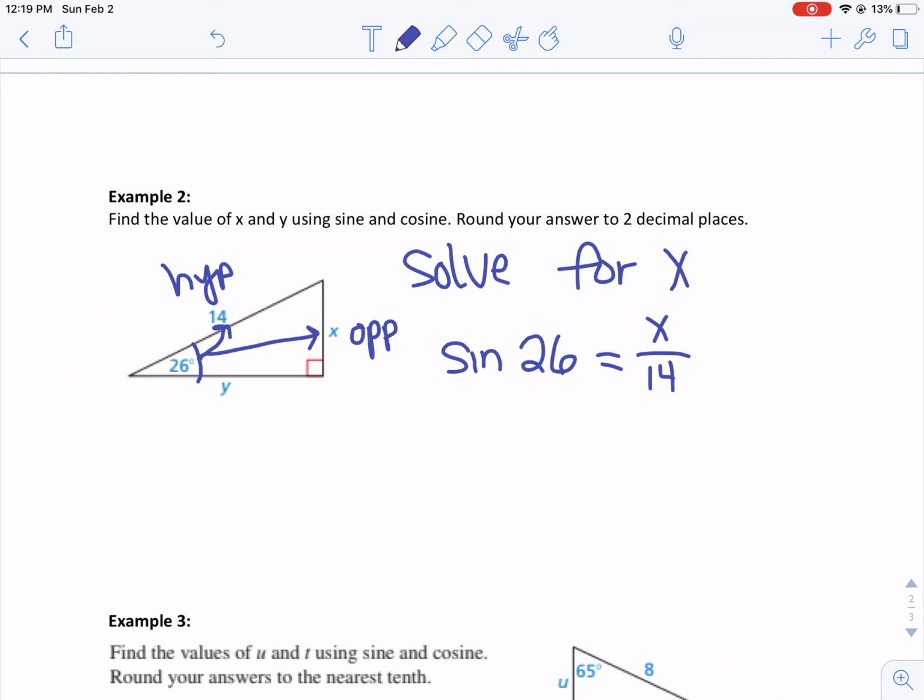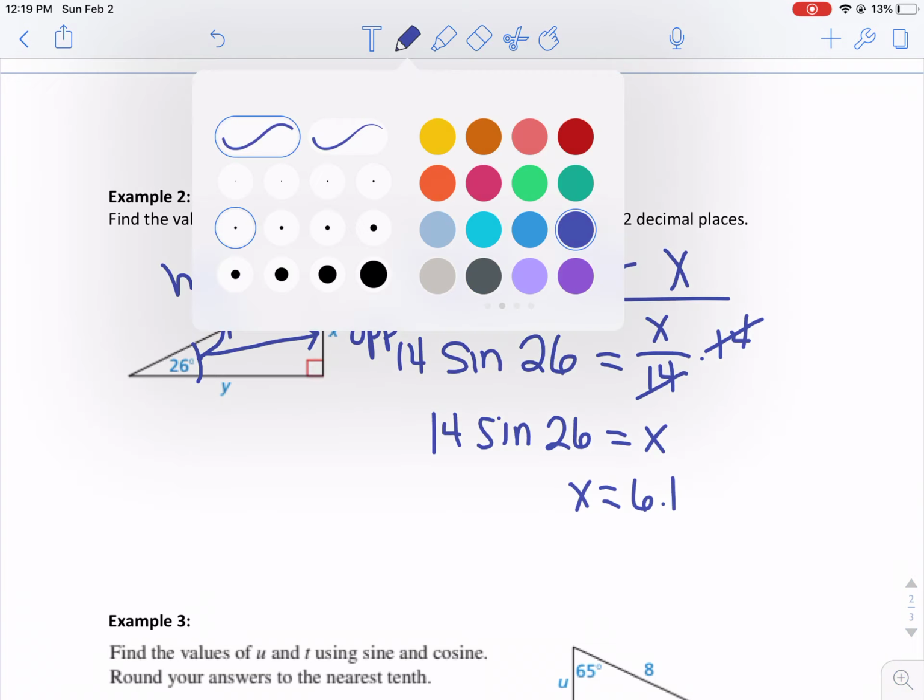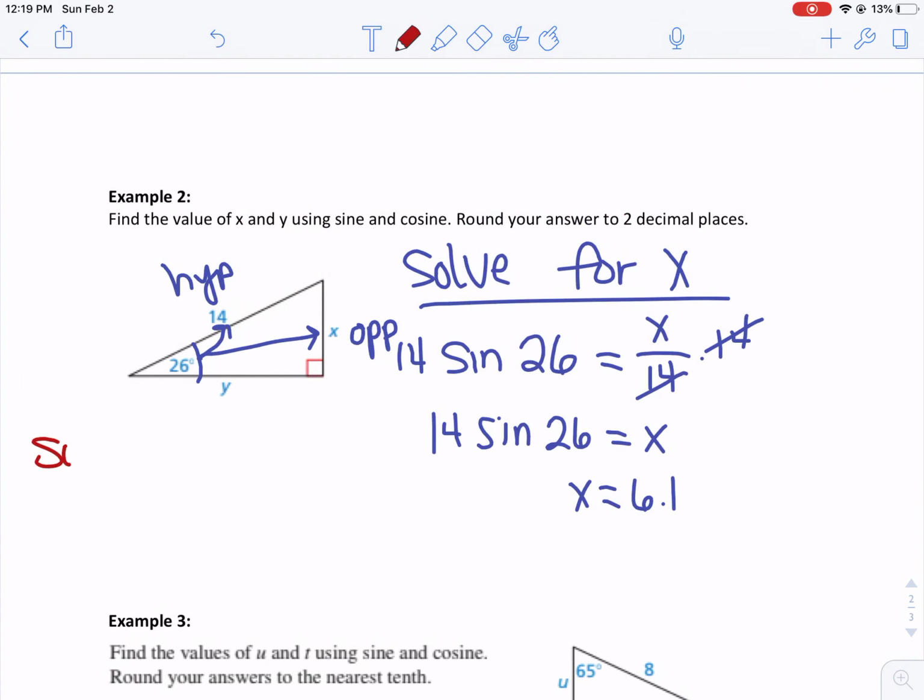So then solve for x. You have to clear out the bottom by multiplying by 14. So we have 14 sine of 26 equals x. Type that in your calculator, and you get that x is 6.1, approximately. So now we have to solve for y.